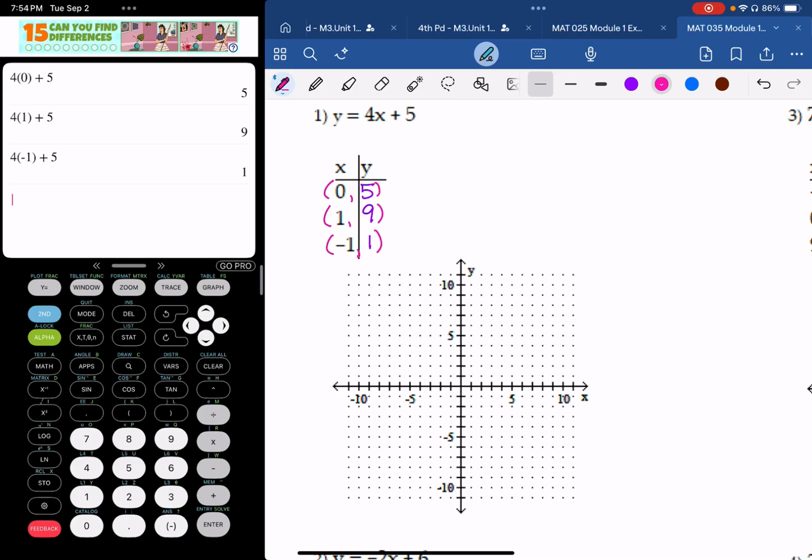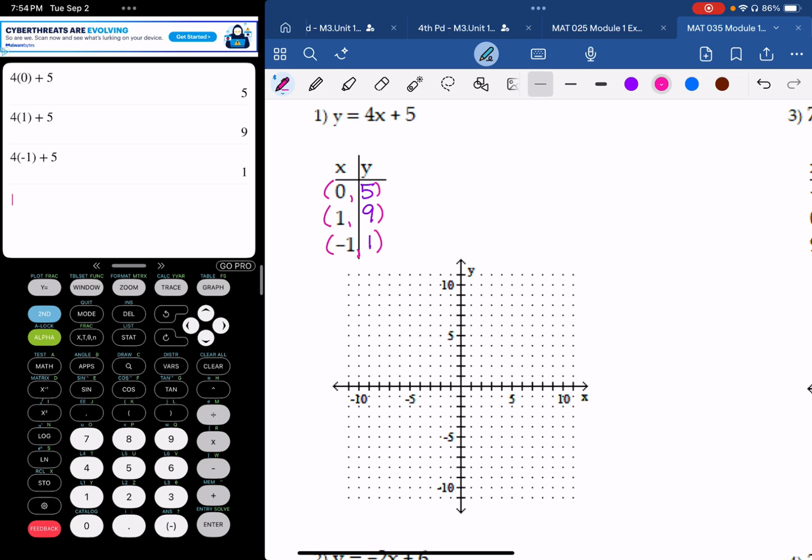When I come to my graph, I can say, okay, my x is the horizontal and y is the vertical. The first point is going to tell me how far I go on the x-axis. If it's negative, I'm going to go left.